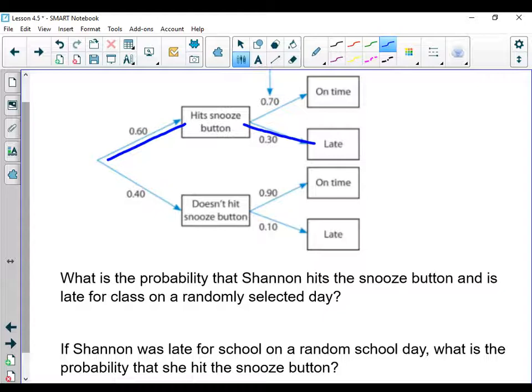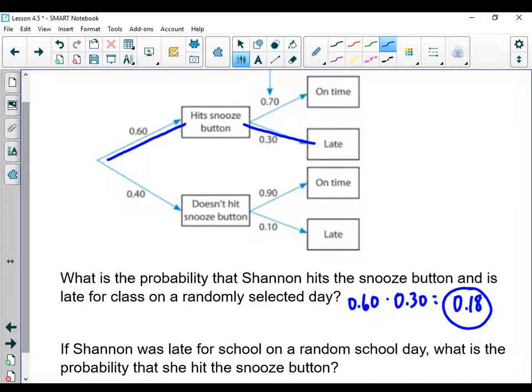Well, this is the general multiplication rule, because now all I need to do is take that first probability of 0.60 and multiply it by the second probability of 0.30. Because remember, everything after the first situation was really just a conditional probability. And when I multiply those two together, I get 0.18, or 18%. There's an 18% chance that this would happen. She hits the snooze and she ends up being late.